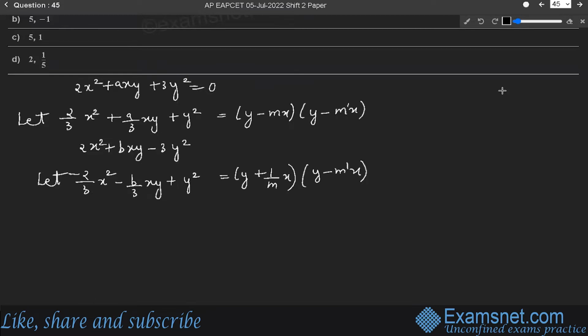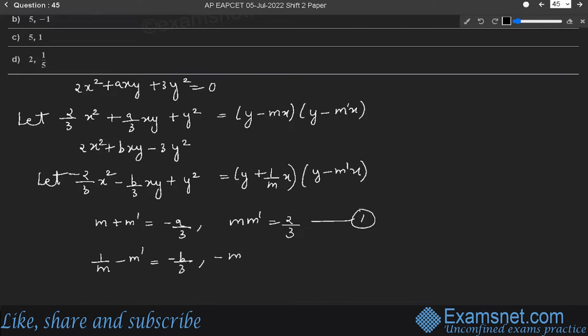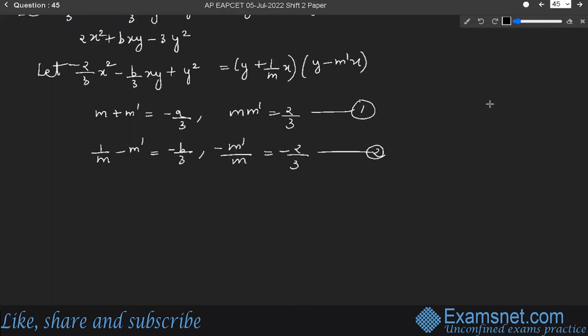Then from both these parts, we can say that m + m' will be equal to −a/3 and m·m' will be equal to 2/3. Let this be equation number 1. Also, 1/m − m' will be equal to −b/3 and −m'/m will be equal to −2/3. Let this be equation number 2. So from here we can say that m² will be 1. So m will be equal to plus or minus 1.